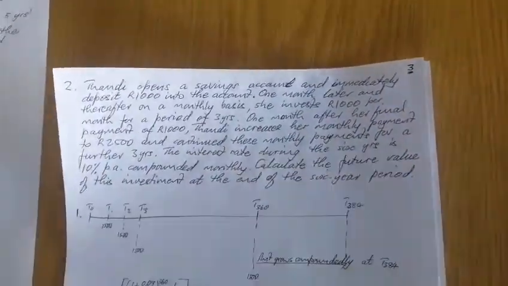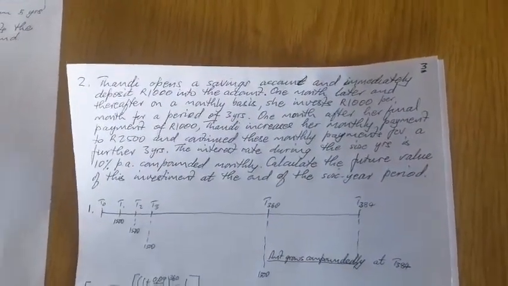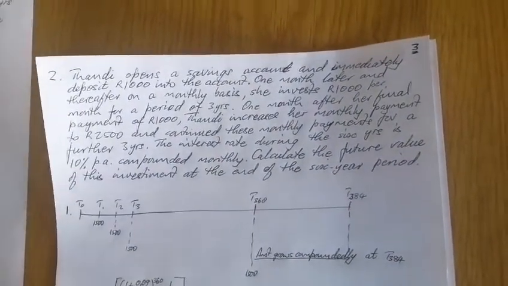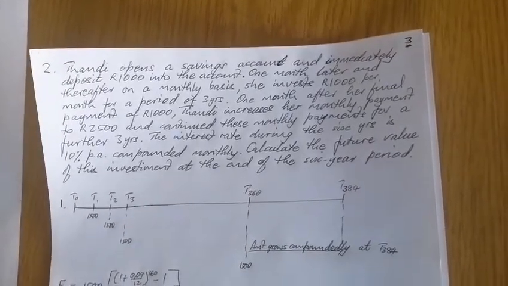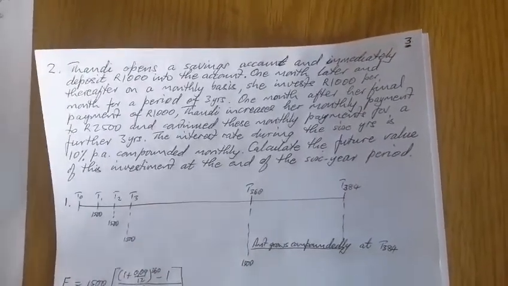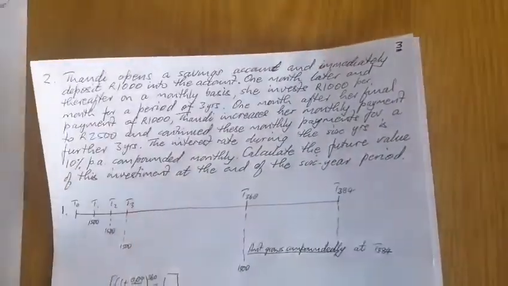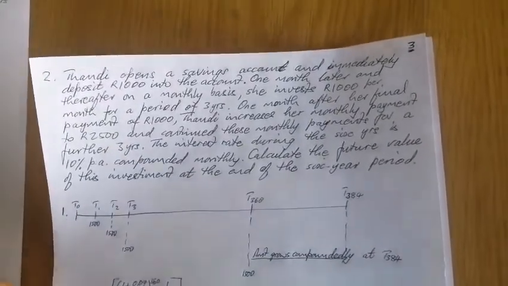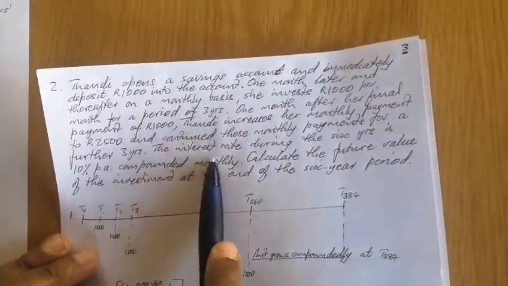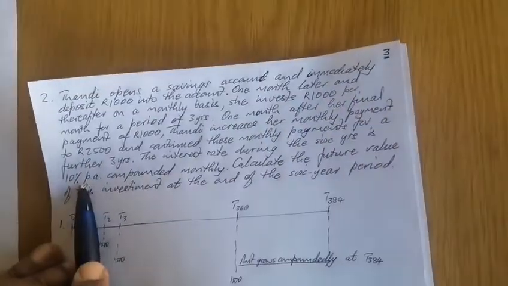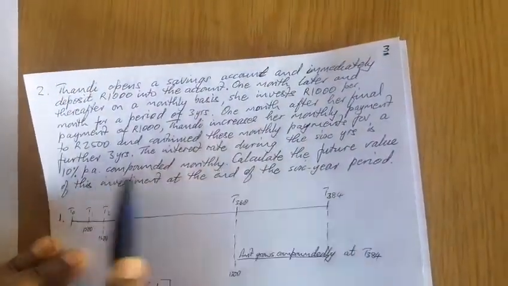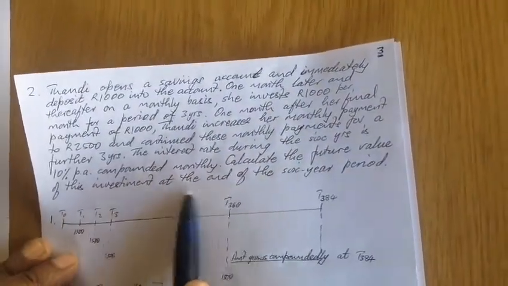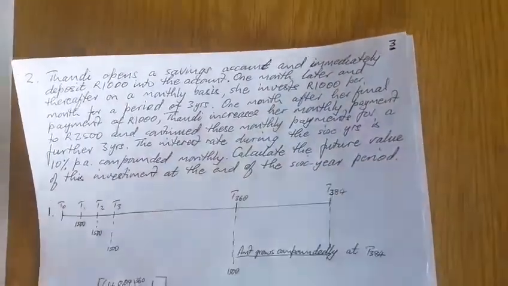So the period is increased now to 6 years, but we have different annuities. In this case, you cannot mix the annuities, because in an annuity the amount we are paying every month does not change. If it changes, it means it's a new annuity. We are now going to treat them separately, as you will notice from our timeline. The interest rate during the 6 years is 10% per annum, compounded monthly. Calculate the future value of this investment at the end of the 6-year period.